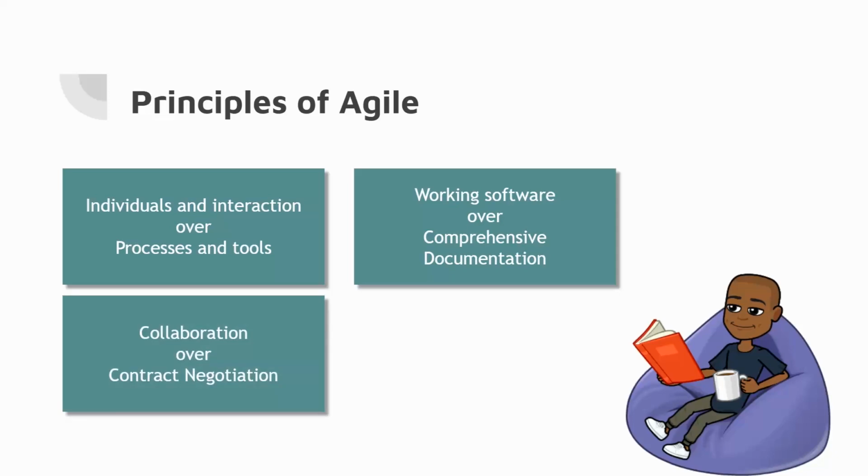Collaboration over contract negotiation. In waterfall, you're definitely working in a contract type of mentality where you write requirements, you get sign off, and whatever gets signed off, that's just what has to get done. It's kind of a no questions asked, just get this done and delivered kind of thing, versus collaboration where you give the opportunity to say, what if we do it this way? What about these things? Can we change? Can we work to make this better?